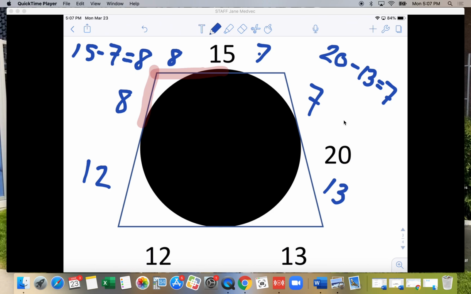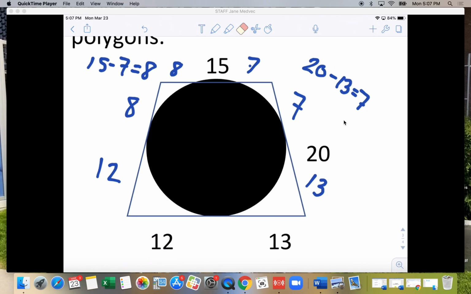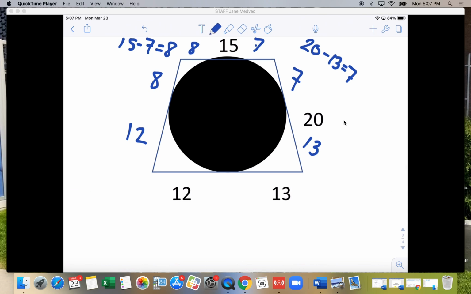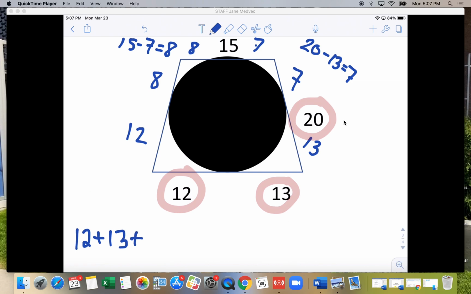And so if I'm taking a look at the distance all the way around, like what's the perimeter of the trapezoid, we're going to take a look at all the pieces. So I'm going to start with this 12 right here. And I'm going to go 12 plus 13. Okay, that's this 13. I know this whole side is 20, so I can go plus 20. I know the whole top of this shape is 15. And then I've got an 8, which is here.